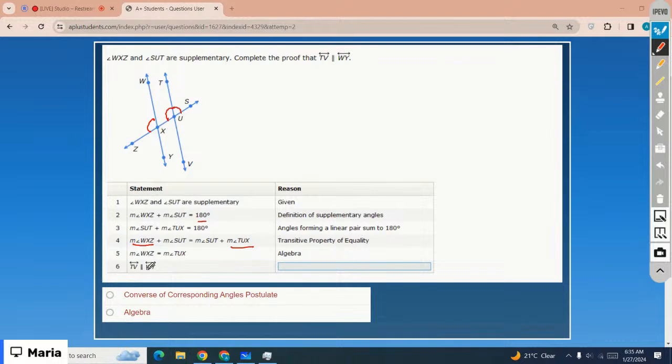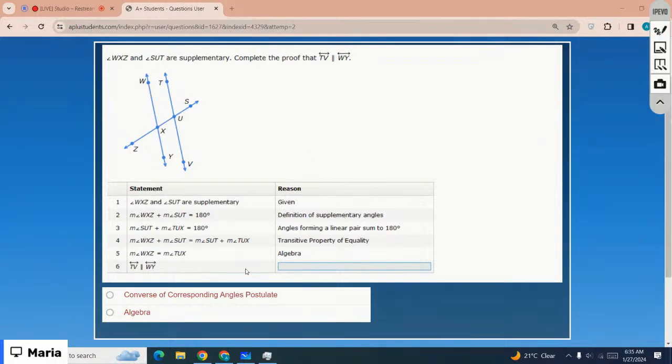And that means TV is parallel to YW, that is the converse of the corresponding angles postulate because they are corresponding angles. So that is the converse of the corresponding angle postulate. The correct option is option number 1.